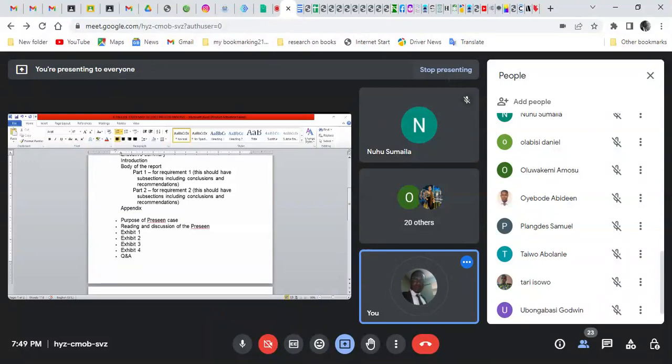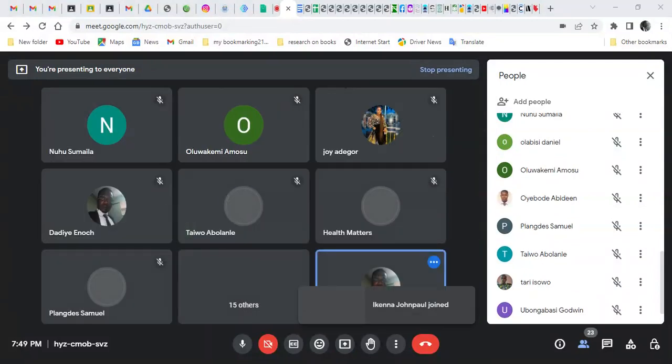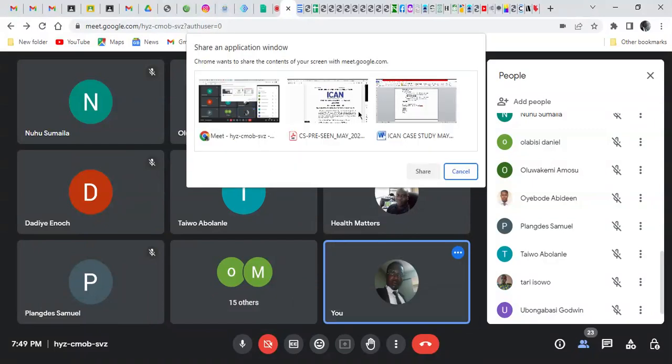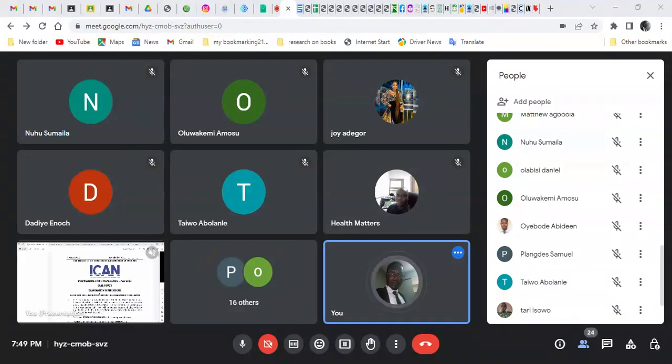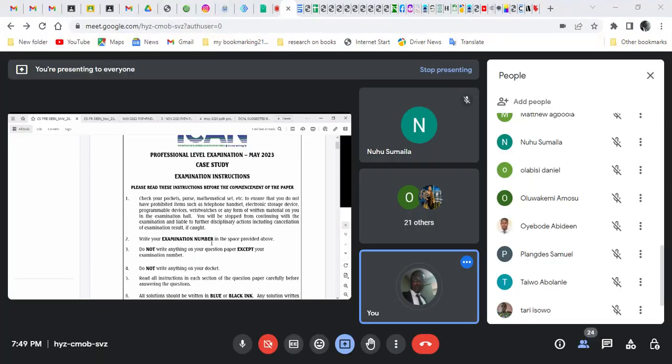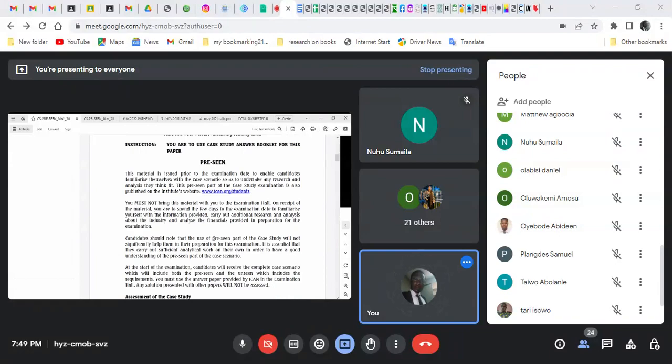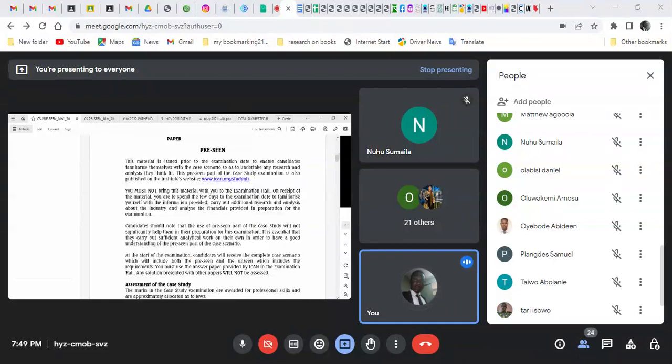I will stop this screen now. Okay. So this is the May 2023 diet Preseen. Let's come to this page. Now look at it. This material is issued prior to the exam date to enable candidates familiarize themselves. So the first thing is that you get familiarized with the case scenario.